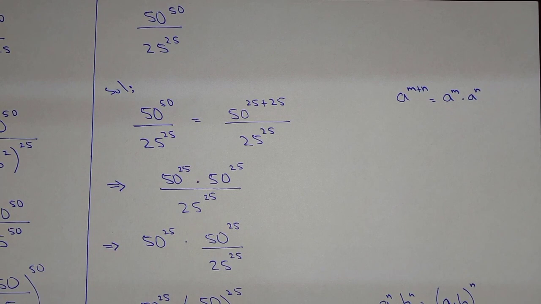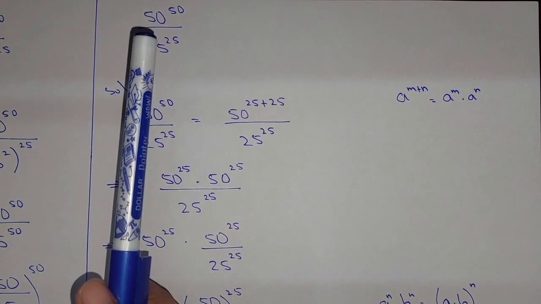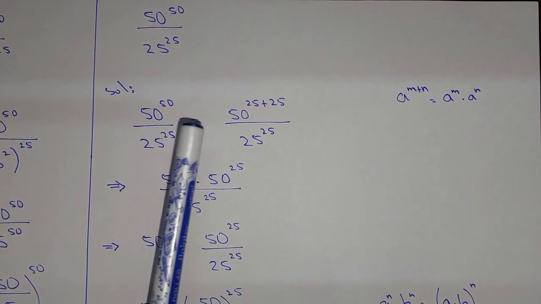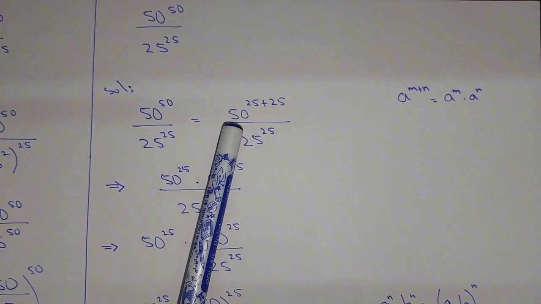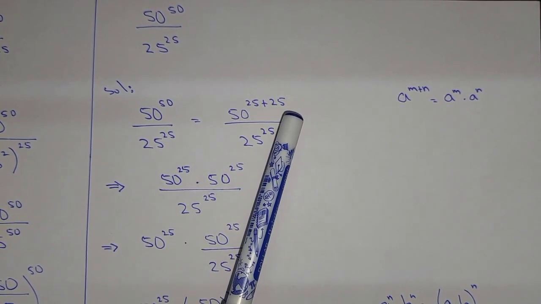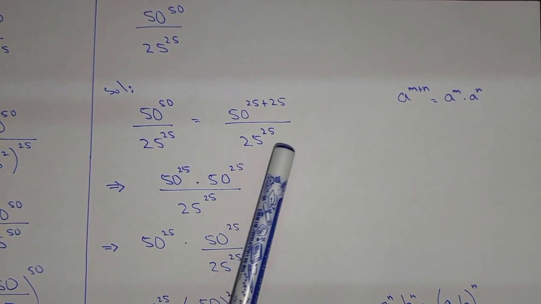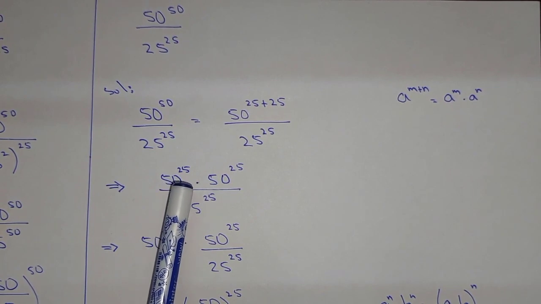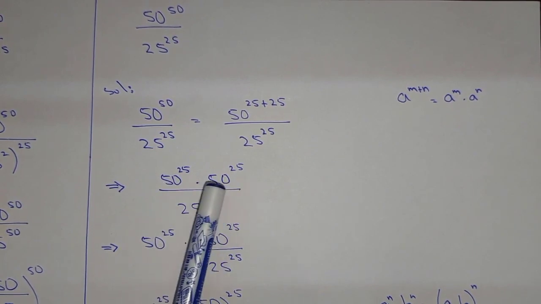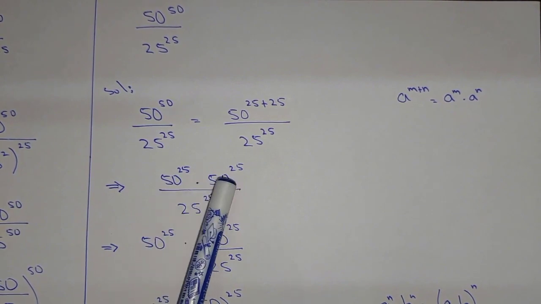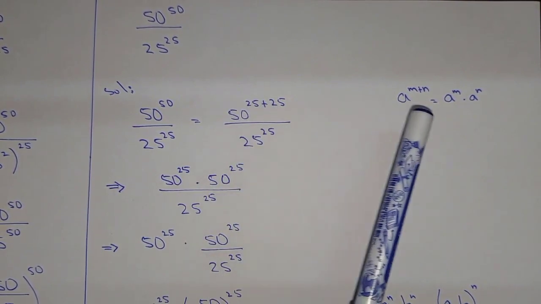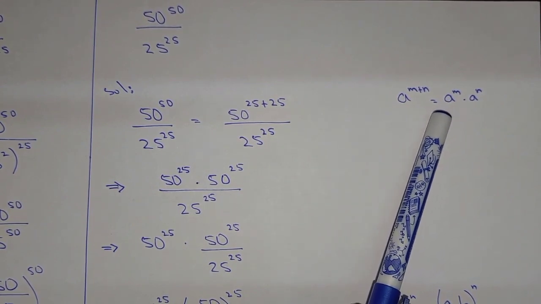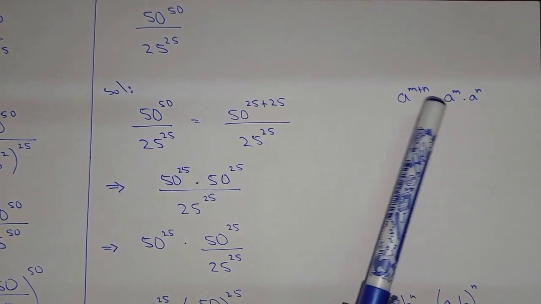Now here we have another method to solve this problem. We have the same question, 50 power 50 divided by 25 power 25. Here 50 power 50 can be written as 50 power 25 plus 25, divided by 25 power 25. So now we have 50 power 25 into 50 power 25, because when the bases are same, the powers can be added. Like here, a power m plus n is equal to a power m into a power n, or vice versa.